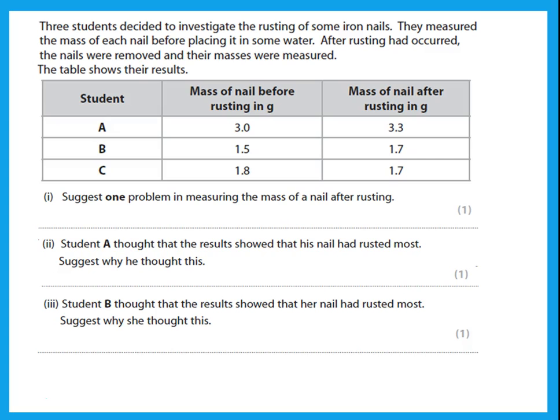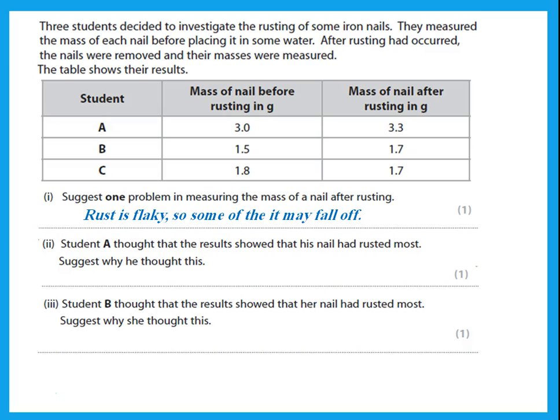So what is one problem in measuring the mass of a nail after rusting? Remember that we said that rust is flaky. Do you remember what I said about flaky? Flaky means that it peels off easily. So some of it may fall off as I remove the nail and try to weigh it. Some of this flaky substance may peel off and fall off from the nail.